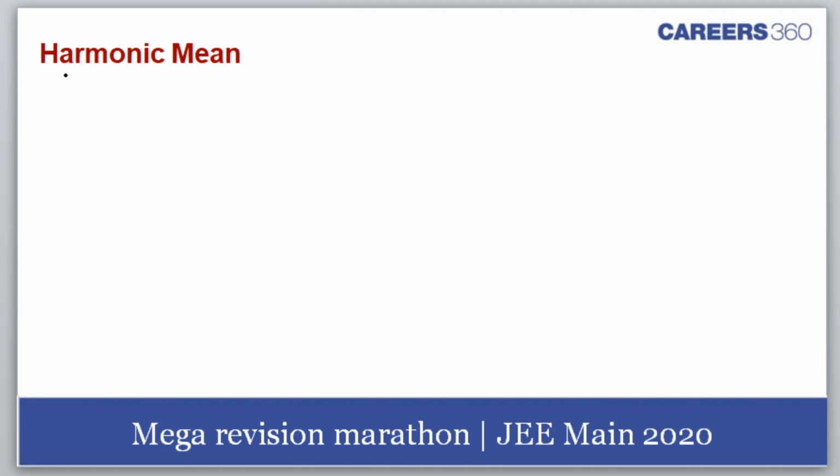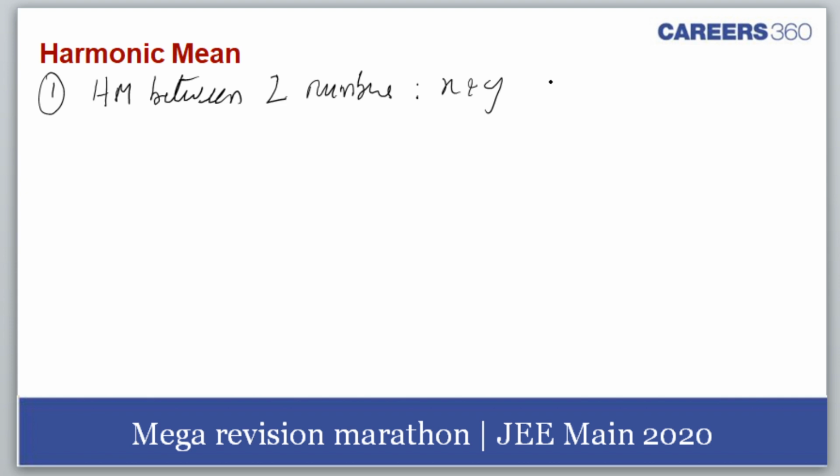So what do we have here? First point, harmonic mean between two numbers. So harmonic mean between two numbers x and y. What is that? That is 2xy upon x plus y. This is the harmonic mean between two numbers.